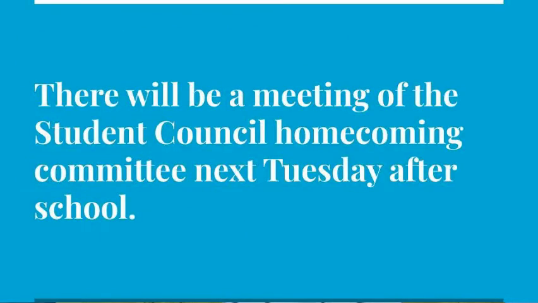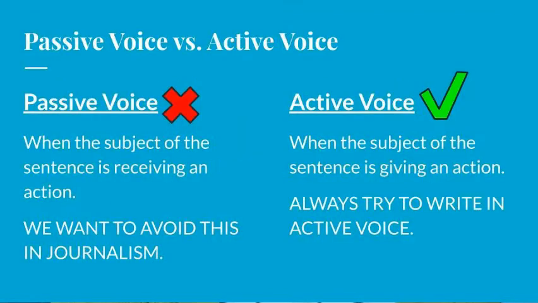So if we look at the lead again, "There will be a meeting of the Student Council Homecoming Committee" is clunky and confusing. It might be hard to tell who is actually going to be meeting. We want to write in active voice. This is when the subject is giving an action. So in active voice, the sentence would be, Student Council's Homecoming Committee will meet.